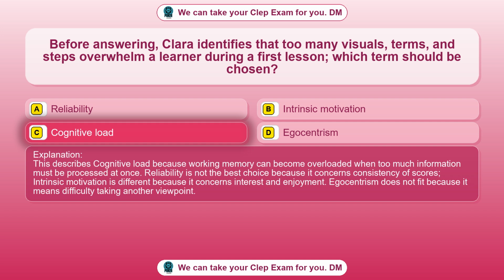This describes cognitive load because working memory can become overloaded when too much information must be processed at once. Reliability is not the best choice because it concerns consistency of scores. Intrinsic motivation is different because it concerns interest and enjoyment. Egocentrism does not fit because it means difficulty taking another viewpoint.